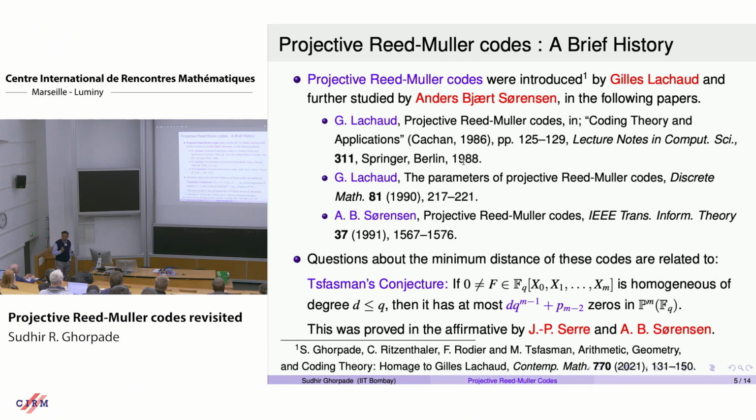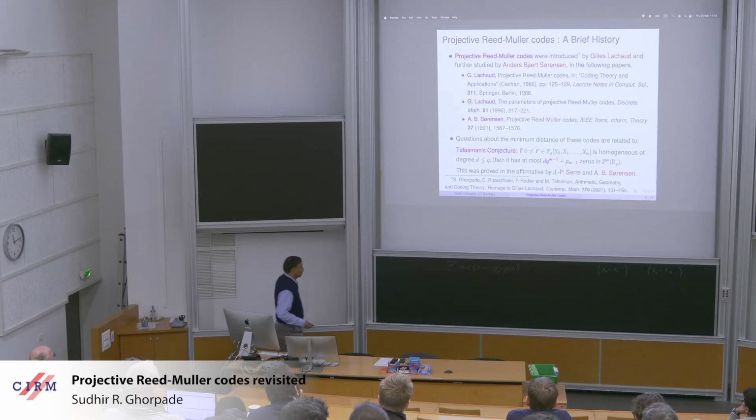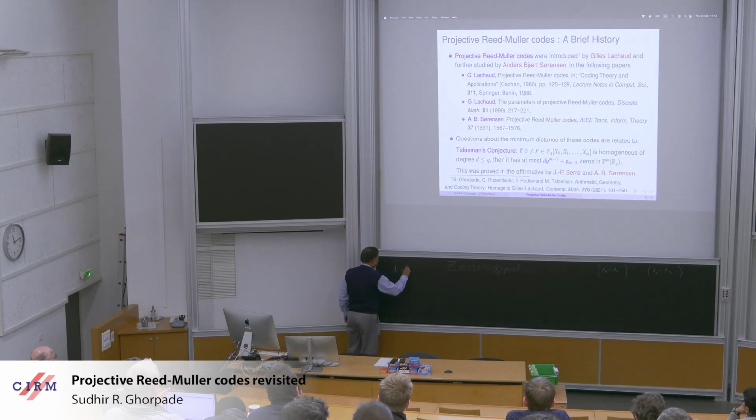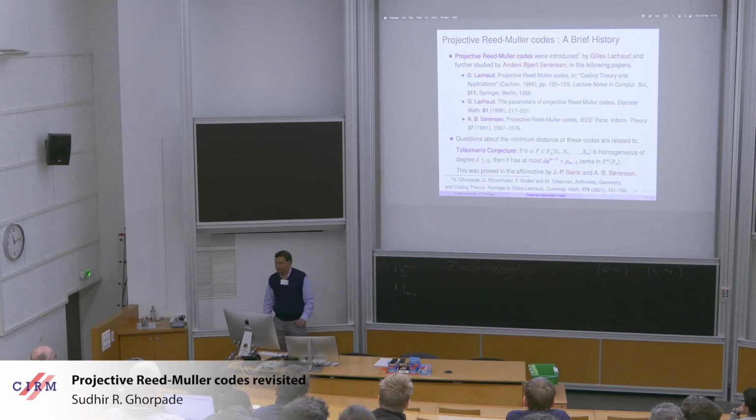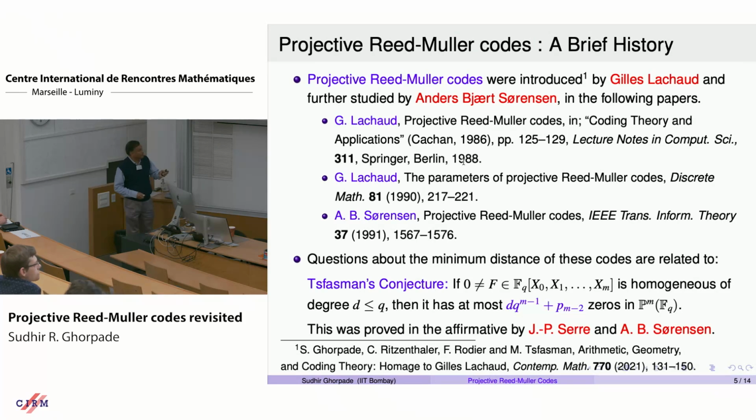But now it turned out that to relate it to, for example, questions about the number of zeros of polynomials, the following question comes up very naturally. Now, instead of a polynomial in m variables, take a homogeneous polynomial in m plus 1 variables, of degree exactly equal to nu. The question is, how many zeros does it have in the corresponding projective space? If you remember the answer in the affine case, that was d q to the m minus 1, you would kind of expect the answer in the projective case to be d times p_{m-1}, where p_{m-1} is the number of points of m minus 1 dimensional projective space. But it turns out that the correct answer is not that, but d q to the m minus 1 plus p_{m-2}.